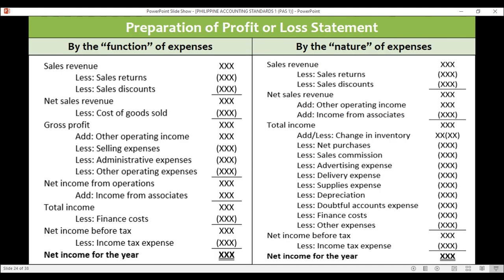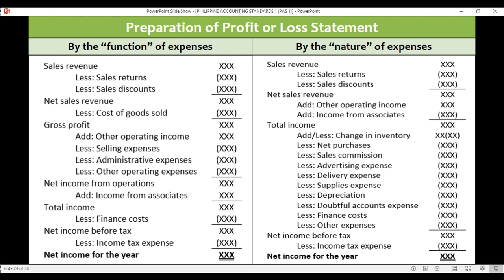So for example, we have here the format for preparation of the profit or loss statement showing function and nature of expenses, or functional presentation and natural presentation. I leave to you the judgment on how to appreciate the difference between the functional presentation and the natural presentation of the profit or loss statement. Either approach or method of presentation, the net income for the year should be the same.